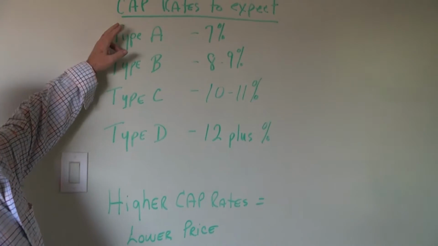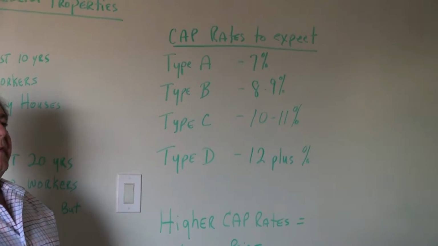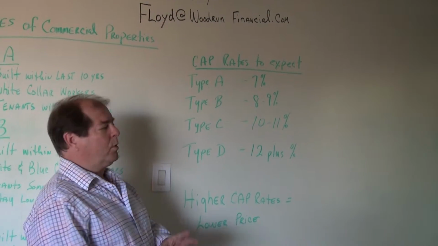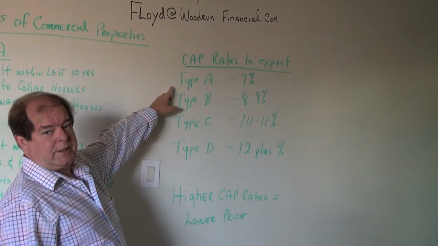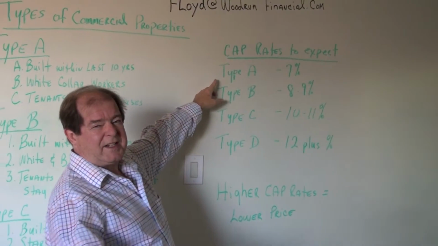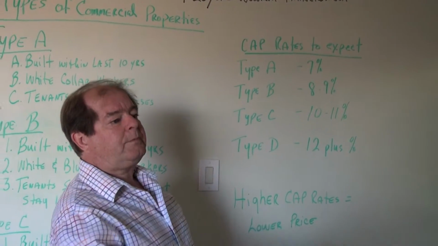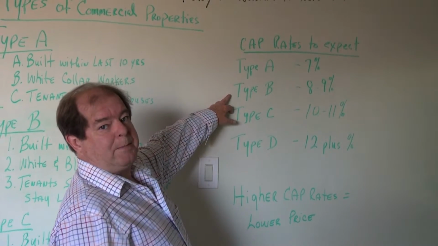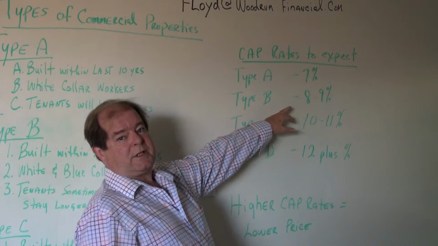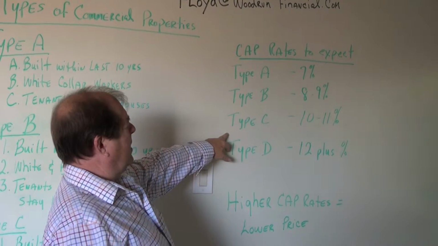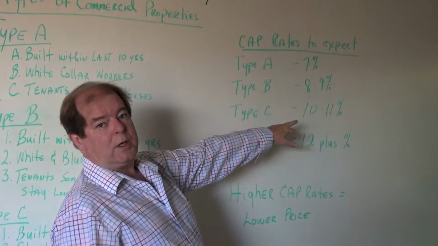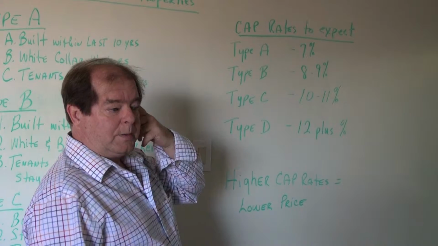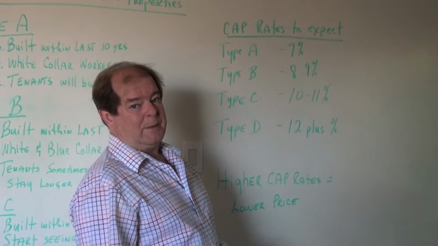Now, over here, I've written the cap rates. I'm not going to go into a dissertation today on cap rates because I've already done one of those. But real quickly, if you have a type A property, which is the nicest property, you should be getting somewhere around a 7%, maybe even a little bit less, maybe a 6, maybe even a 5. On a B property, you should be getting 8 to 9% on a cap rate. On a C property, you should be getting 10 to 11. And on a D property, you should get 12 or plus. Some of them go up to 19, some 20. Those are really in really bad areas.